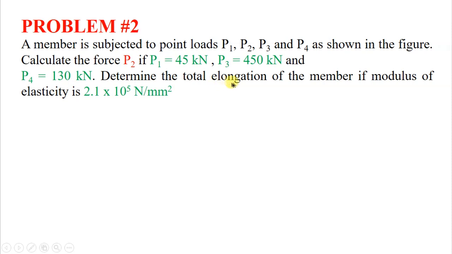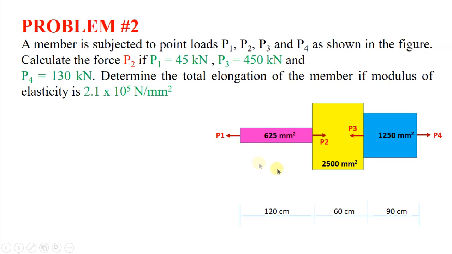Determine the total elongation of the member if the modulus of elasticity is 2.1 into 10 power 5 Newton per mm square. So this is the given question and the diagram given is as shown here. There are 4 loads P1, P2, P3 and P4 with different areas and lengths.